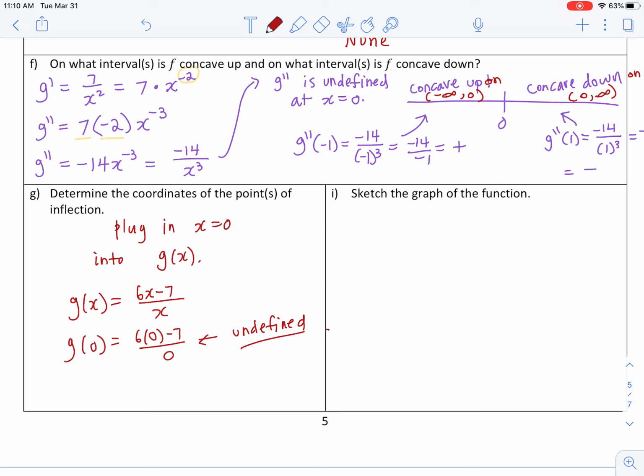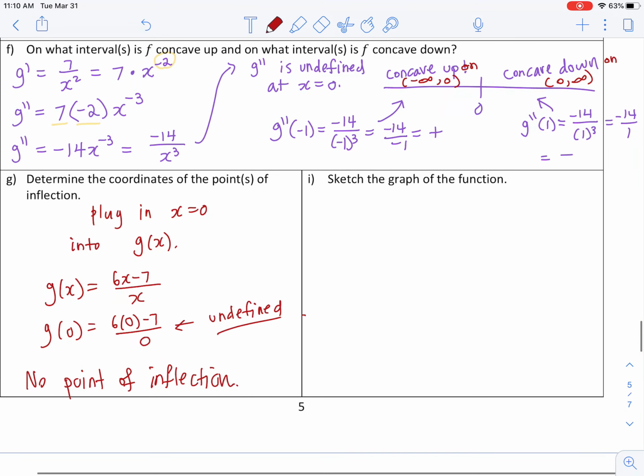If they ask you to find the coordinates of the point of inflection, we're going to say, oh, no point of inflection. I really wanted to call this guy the point of inflection, but since we cannot find the y value, we cannot plot a point on the coordinate plane, right? But that's good enough.